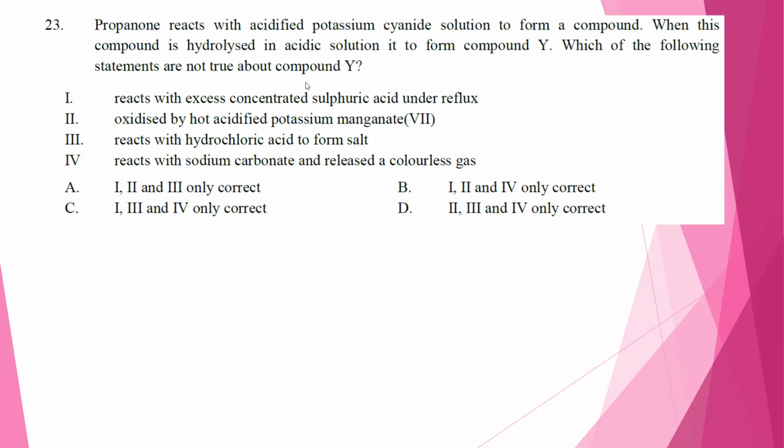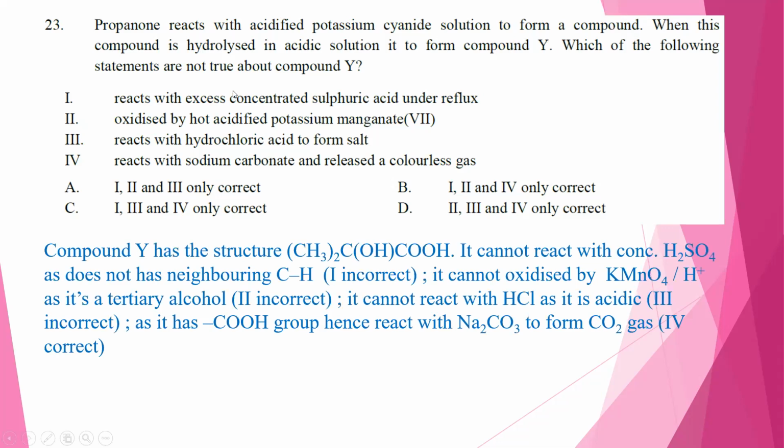Propanone reacts with acidified potassium cyanide to form a compound. So when this compound is hydrolyzed in acidic solution, it forms compound Y. Which of the following are not true about compound Y? So when we react, Y probably has the following structure. It cannot react with concentrated sulfuric acid as it does not have neighboring hydrogen here. And then it cannot be oxidized by KMnO4 as it is a tertiary alcohol, which is incorrect. Okay, because we have this alcohol inside there. And then it cannot react with HCl as it is acidic. So number three is also incorrect. Actually, it reacts with HCl.